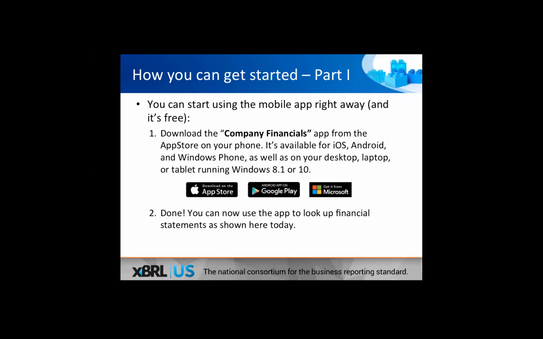So how can you get started using this company financials app yourself? As I mentioned at the beginning, you can simply download it right now from the app stores on your phone. You can just search for company financials, or you can search for our company name, Altova, and you will easily find it, and then download it for free.